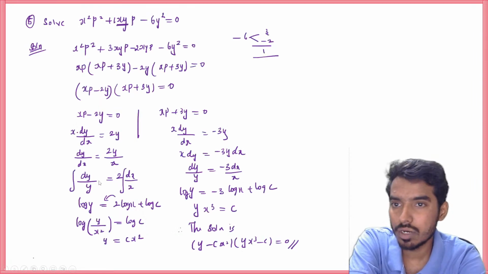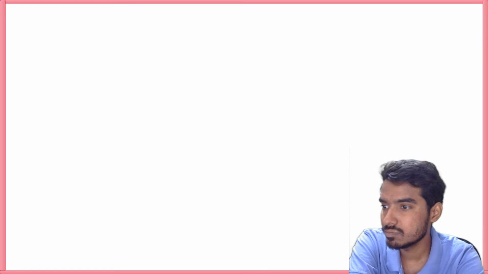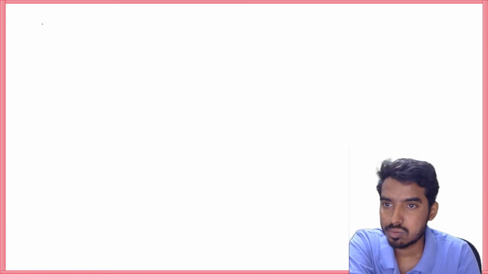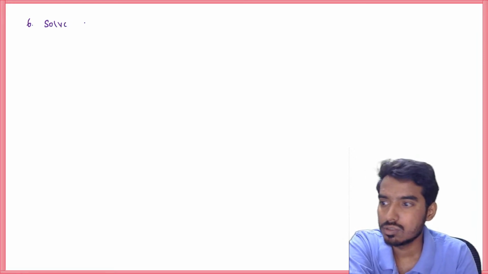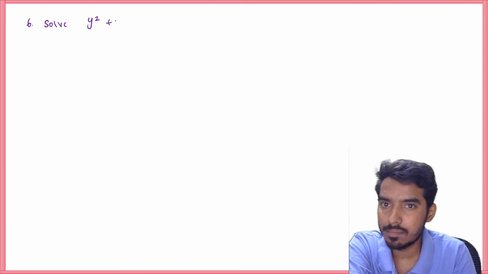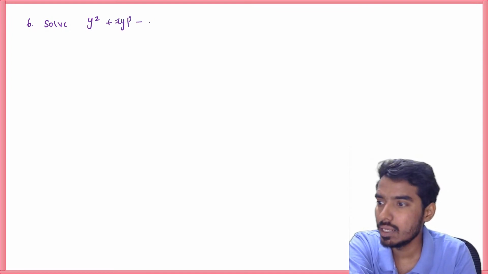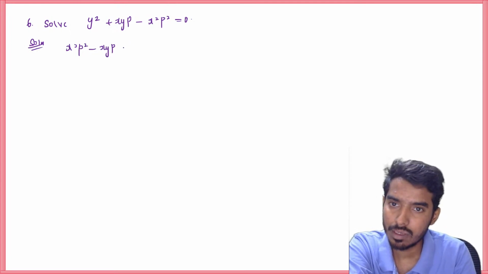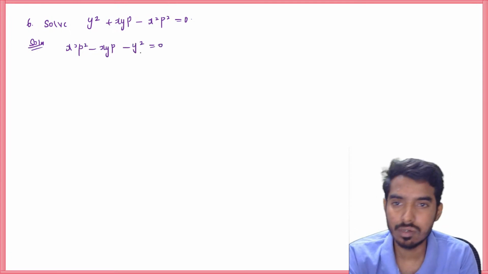Here, right? We'll move on to the sixth problem. Solve y square plus xyp minus x square p square is equal to 0. The equation is the same as x square p square minus xyp minus y square is equal to 0.